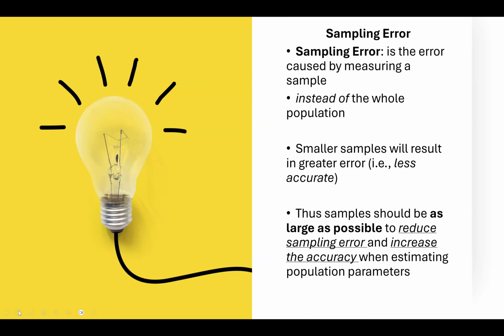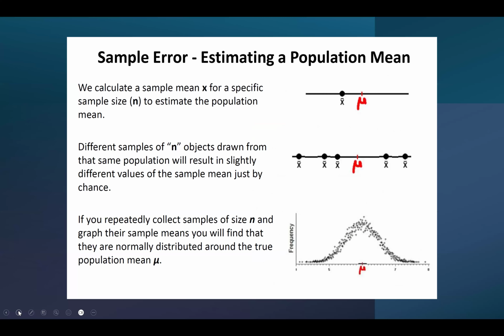Sampling error is the error caused by measuring a sample instead of the whole population. So smaller samples have larger error. You do not want large error. Okay. So you want to make the samples as big as possible. It reduces your sampling error and increases your accuracy when you're looking at population effects.